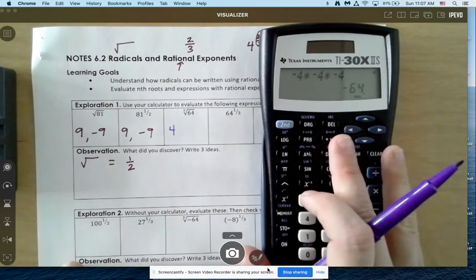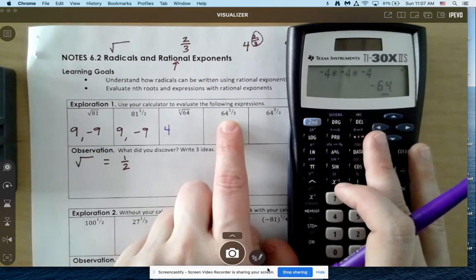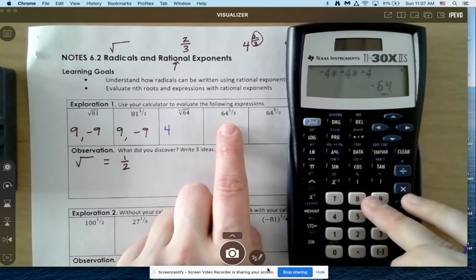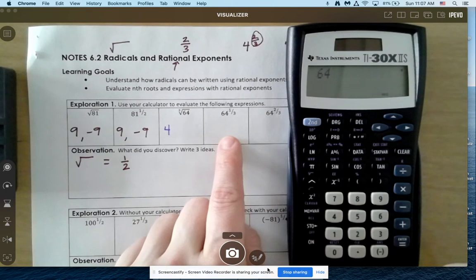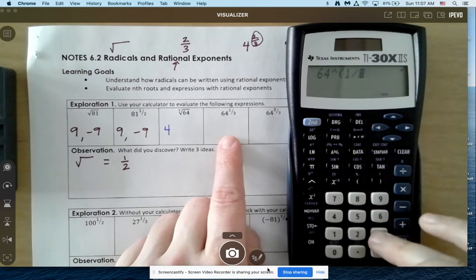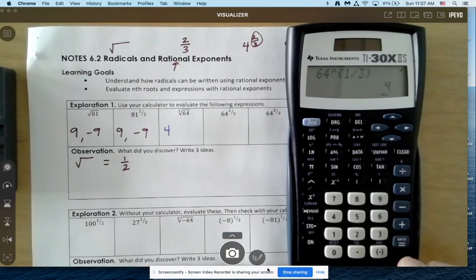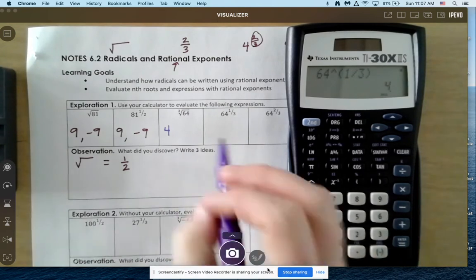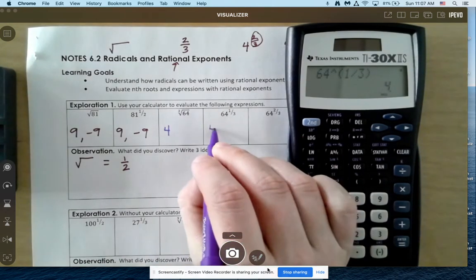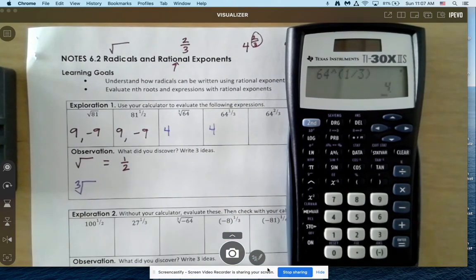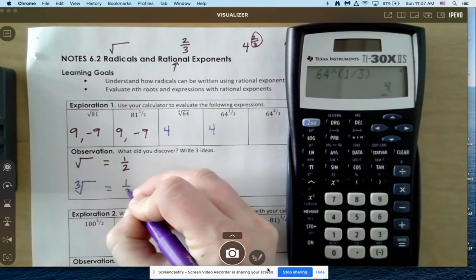All right. Now let's take 64 to the 1/3 power. So you're going to hit 64 to the power, that little up arrow, parentheses, 1 divided by 3. End your parentheses and hit equals. And we get 4 again. So these two things mean the same thing, even though they're written differently. So the cubed root of something is also the same as taking it to the 1/3 power.